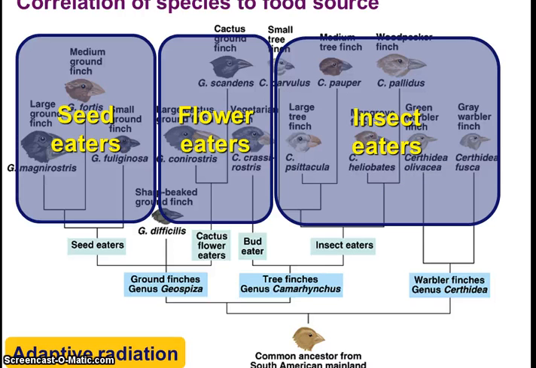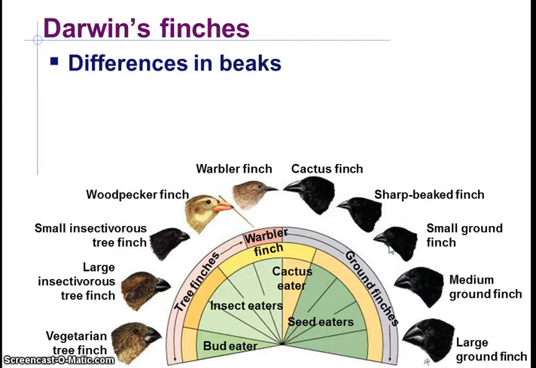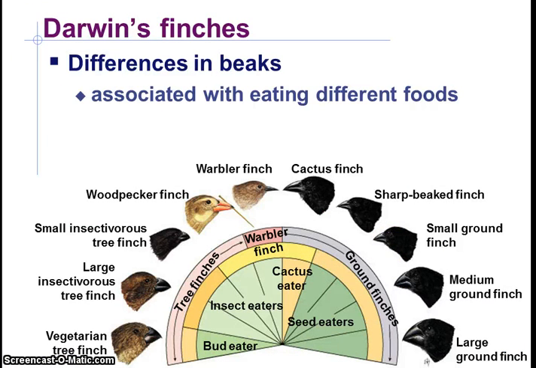This is called adaptive radiation. Depending on the food that they eat is what they went through. This is rapid speciation because they're filling new niches because they inherited successful adaptations. And again, they inherit it. They're born like this. All the differences are in the beaks, so it's associated with different foods.